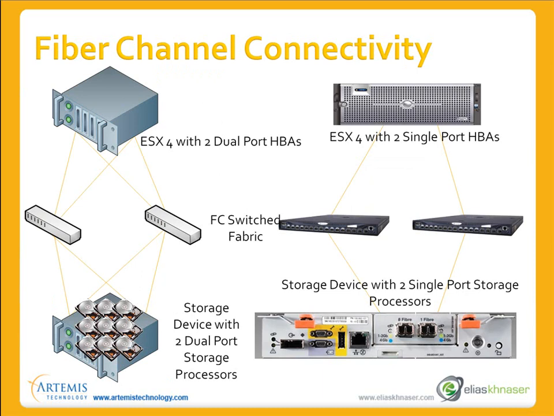Fiber channel HBAs are the same as Ethernet cards today: you can get Ethernet cards that have 4 ports, 1 port, or dual ports. With HBAs, you can also get a 1-port HBA. To illustrate the figure on the right, you have a host with 2 single-port HBAs, which means from the HBA to the actual LUN or the partition that it's targeting, you have one path. If this path fails, you have no secondary path to it.